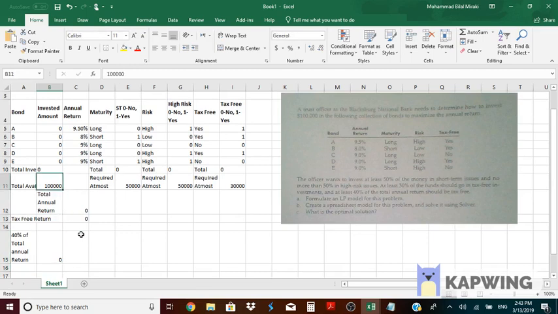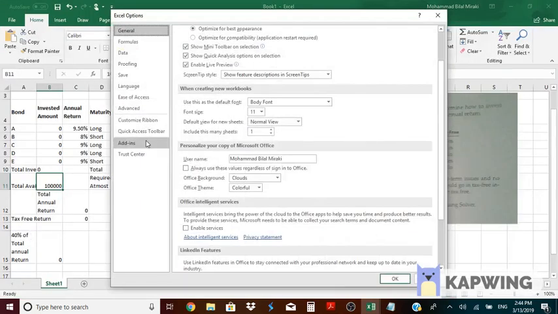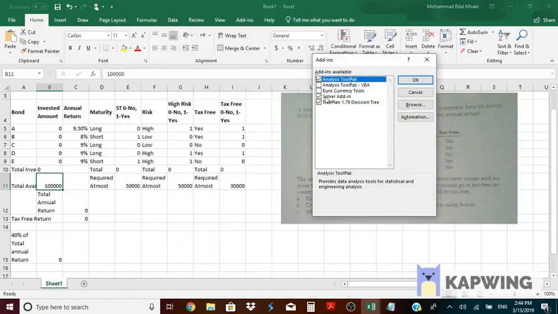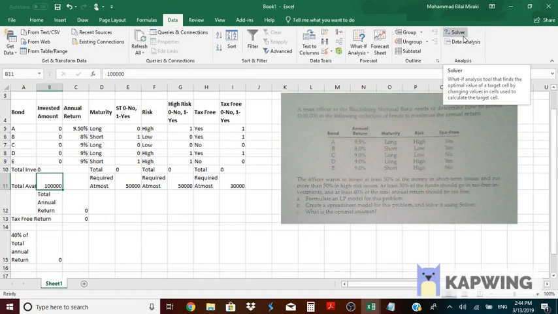So our table is ready. Now we can use the Solver software. If you haven't used the Solver software, you can find it by going to the File menu, Options, and here in Add-ins, Excel add-ins, you can add in Solver. If you've used it, you will find it here in your Data menu, in Solver. So I'm going to click this.